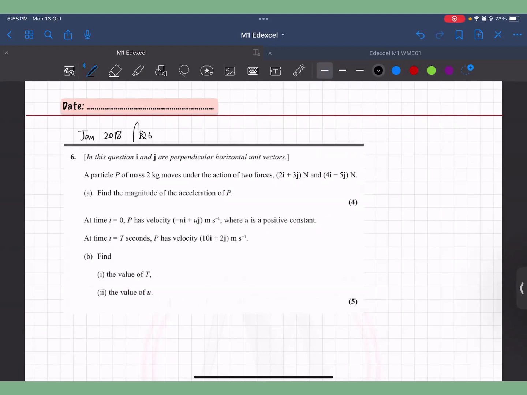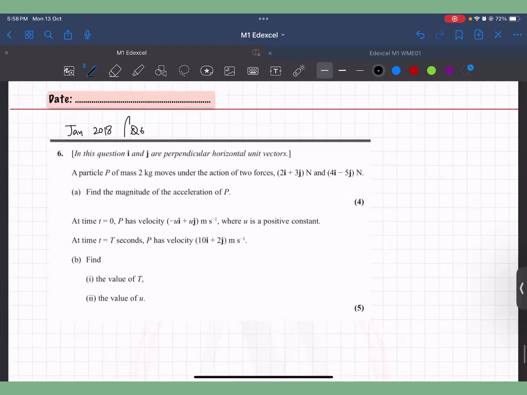Okay. A particle. I think we did this one, or no, this is something else. A particle P of mass 2 kg moves under the action of two forces. Find the magnitude of the acceleration.